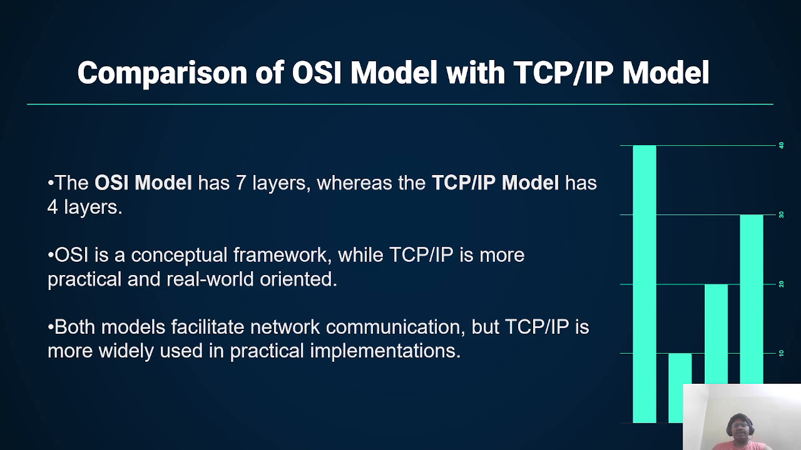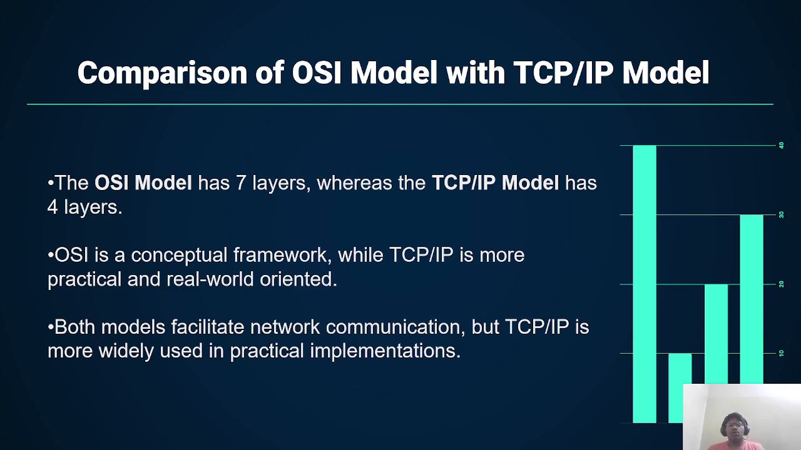Layer 7, application layer. The application layer provides network services directly to the end users. It handles processes like email, file transfer, and web browsing, interfacing directly with user applications. Examples include HTTP, FTP, DNS, and SMTP, which support browsing, file sharing, and messaging.